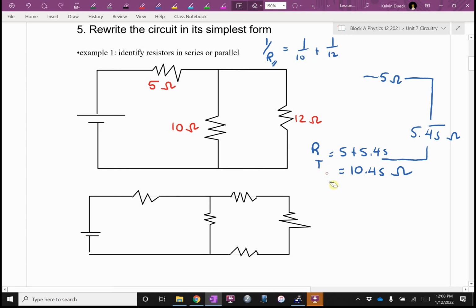This is terribly messy, Mr. Dewick. Let's be a bit more organized. R total equals 10.45 ohms.